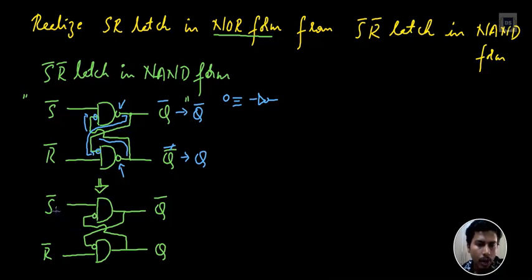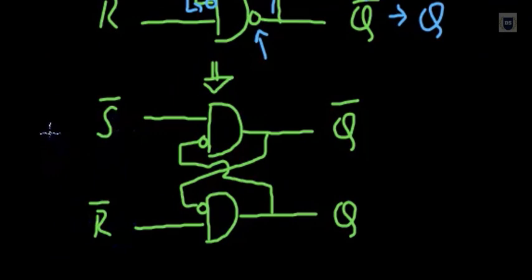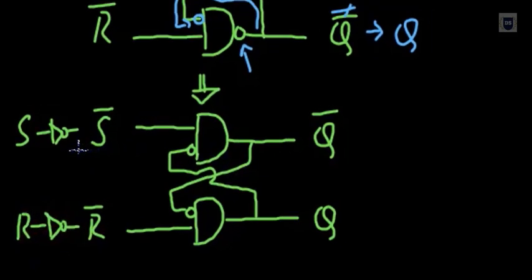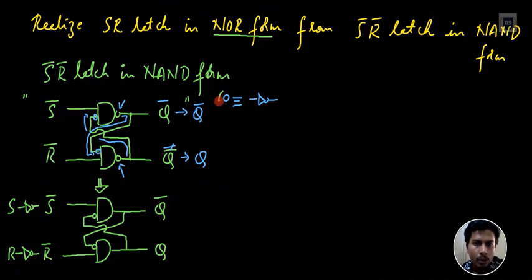Now, I can get this S bar and R bar by making signal S go through a NOT gate, as well as by making input R go through a NOT gate. We already know that a NOT gate is as good as a bubble. So instead of writing the entire NOT gate, I'll just consider a bubble over here.